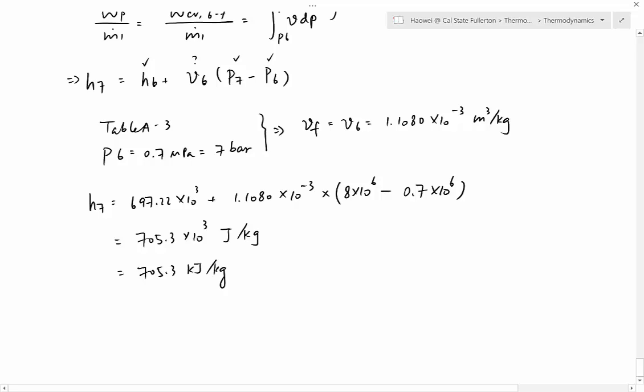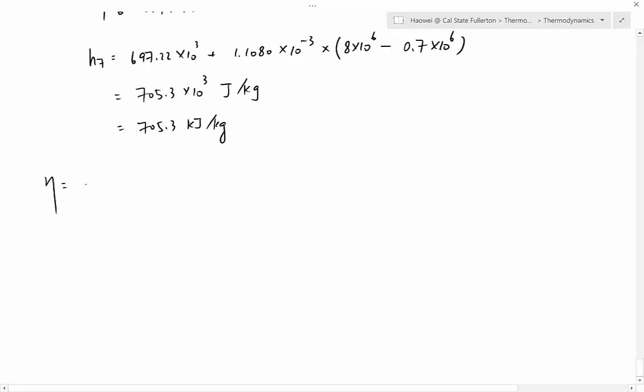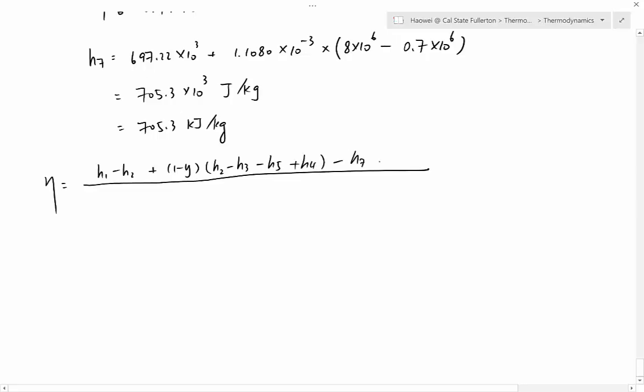Okay, so now we have found everything from H1 to H7. Efficiency now can be easily found. The equation is this one: H1 minus H2 plus (1 minus y) times (H2 minus H3) minus (H5 plus H4 minus H7 plus H6), divided by H1 minus H7, and y is equal to (H6 minus H5) divided by (H2 minus H5). Now I have everything on the right hand side, and then you just plug and chug. Your solution is 0.425.